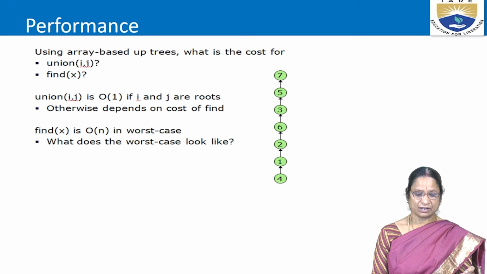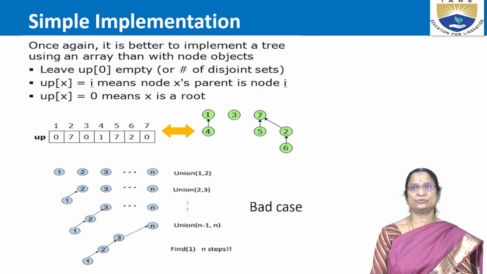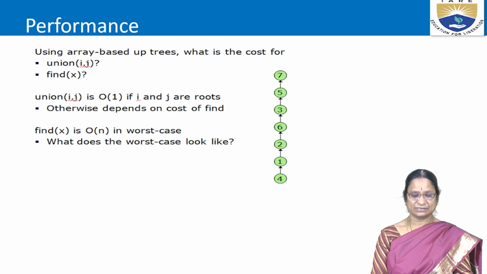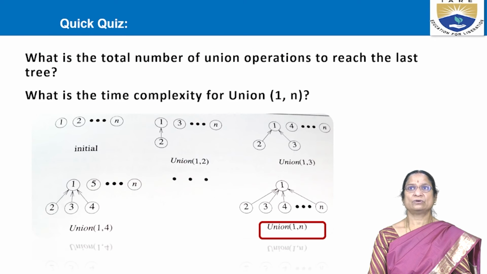Coming to the cost of the find algorithm, in the worst case it is order of n. In the previous slide, we have seen a skew tree. In case of a skew tree, it is order of n in the worst case, and this is one of the worst cases, skew trees. Right? So, the best case can be order of 1 also sometimes.